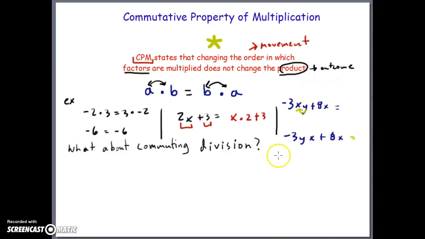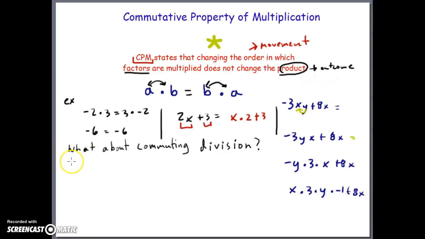So we can even say that this is the same exact thing as saying, okay, -y times 3 times x plus 8x, right? This is the same exact thing as saying, okay, x times 3 times y times a -1. Now we see that -1 because we have to, right? Plus 8x. So we can change the order of these factors however we want as long as what we're changing is being multiplied.